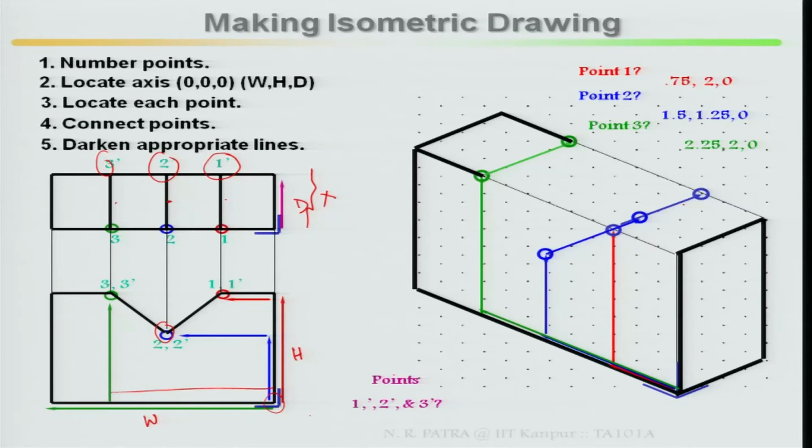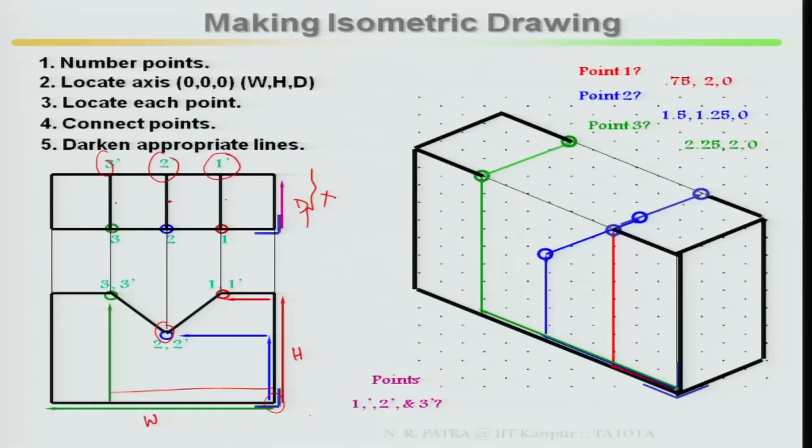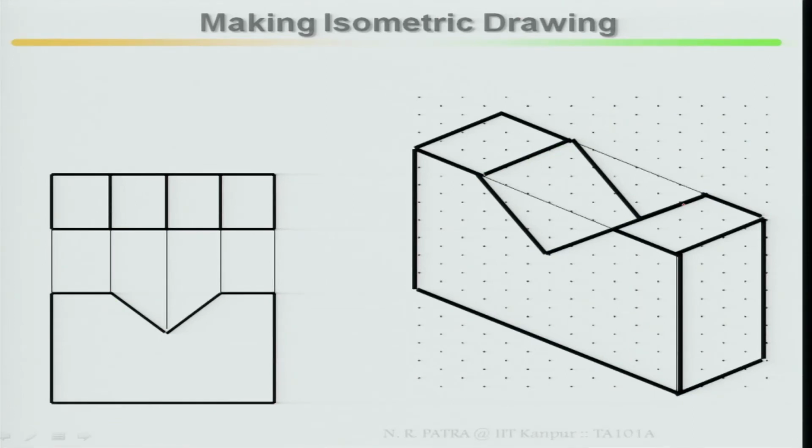Darken the appropriate lines, meaning the entire drawing has to be darkened so that the proper shape is visible as well as readable. Then draw it, draw it, draw it. Now once it is over, if I remove everything, how does it look? I hope it is clear to all of you. So this is what you get once you locate.